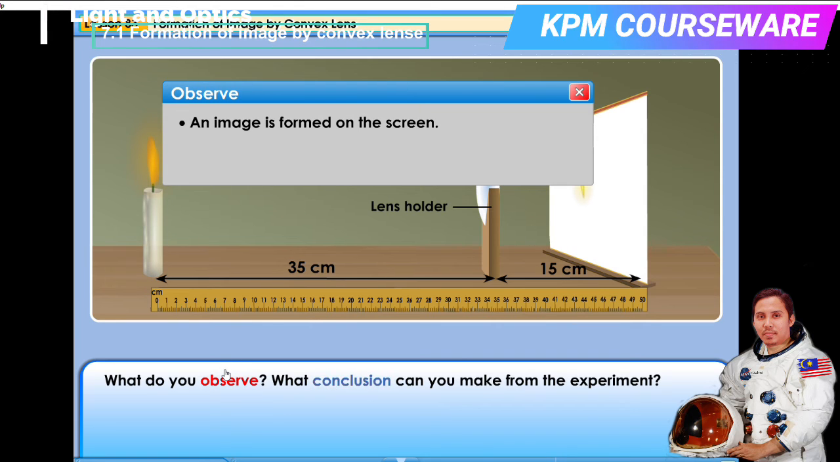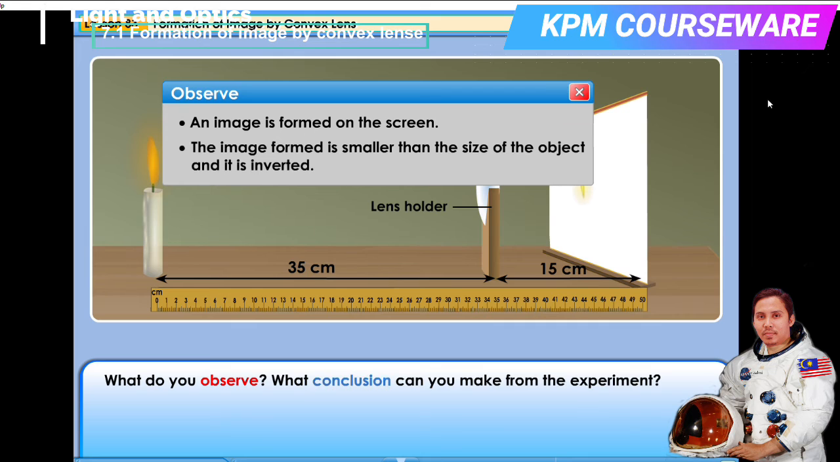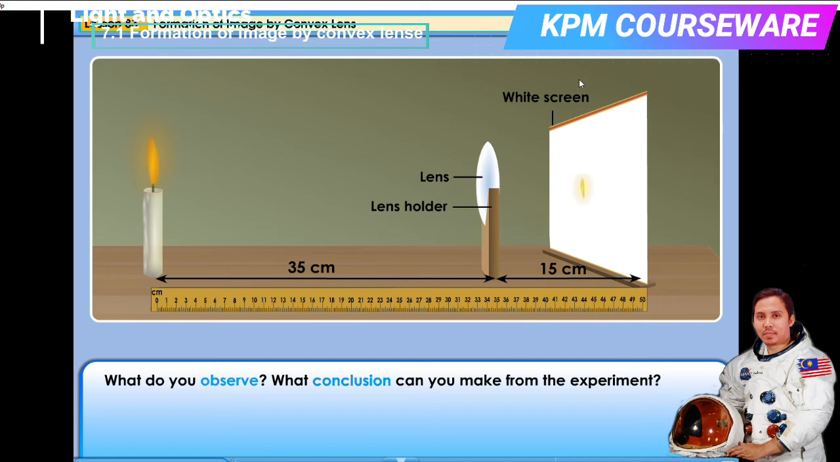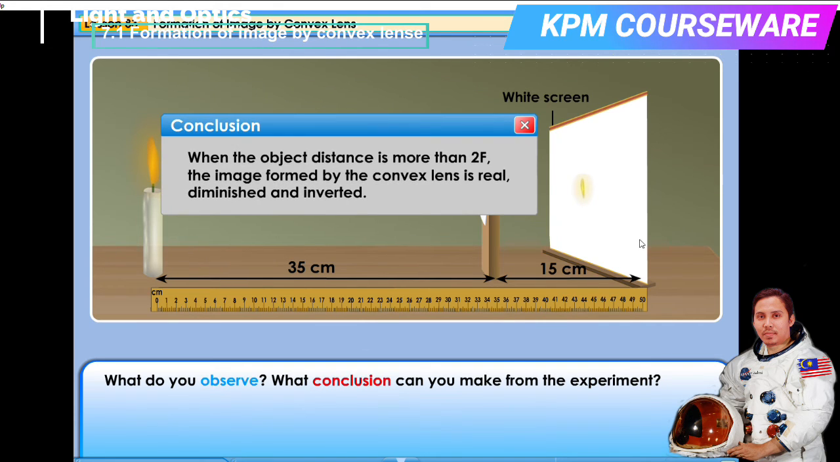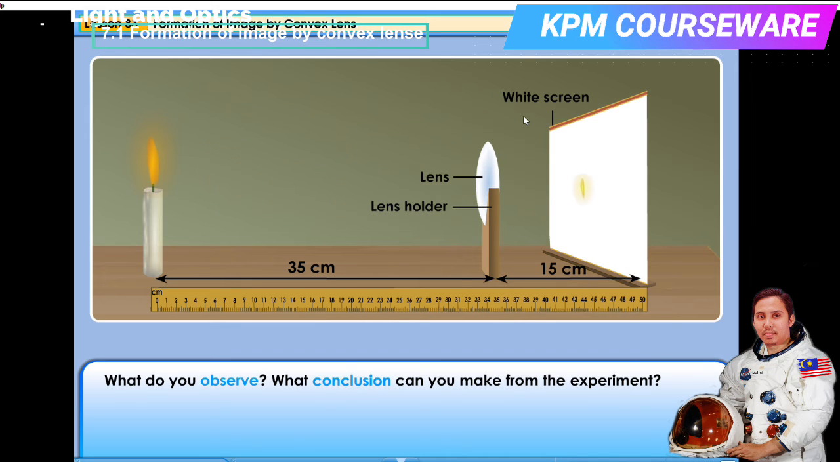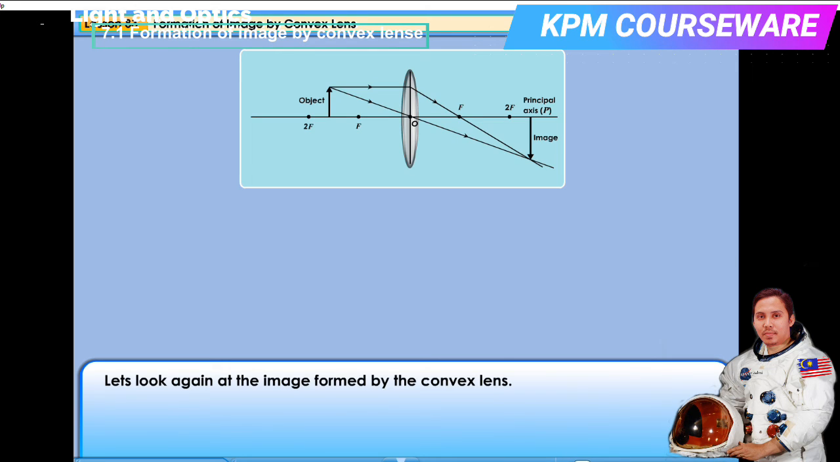An image is formed on the screen. The image formed is smaller than the size of the object and it is inverted. When the object distance is more than 2F, the image formed by the convex lens is real, diminished, and inverted. Let's look again at the image formed by the convex lens. Can you state its characteristics?